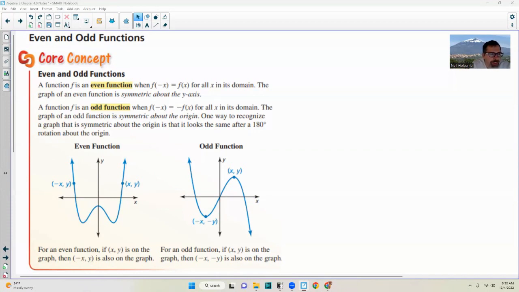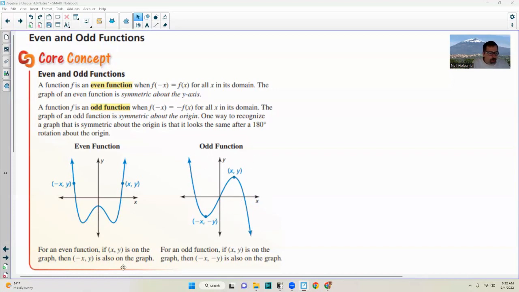A function f is an odd function when f of negative x equals the negative of f of x for all x in its domain. The graph of an odd function is symmetric about the origin. So in other words, we could rotate it 180 degrees. Okay, so if I rotated this function right here 180 degrees, this point right here, this relative or local maximum would end up at the local minimum, and the local minimum would be at the local maximum, and the end behavior would be the same.